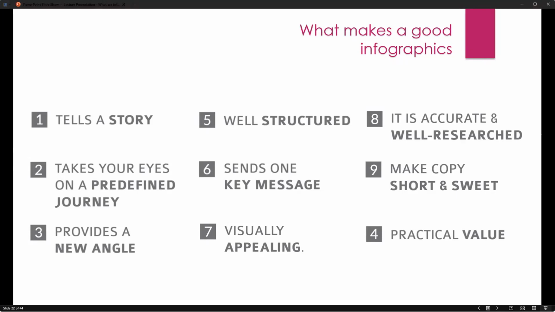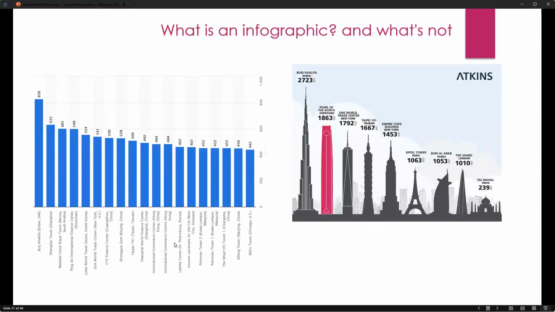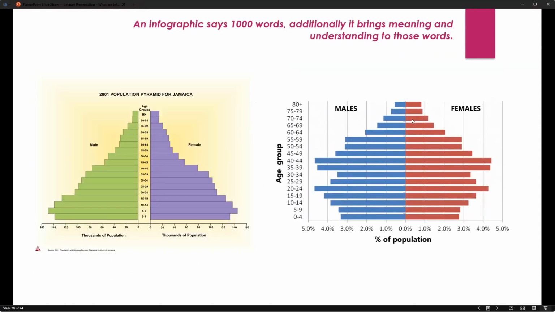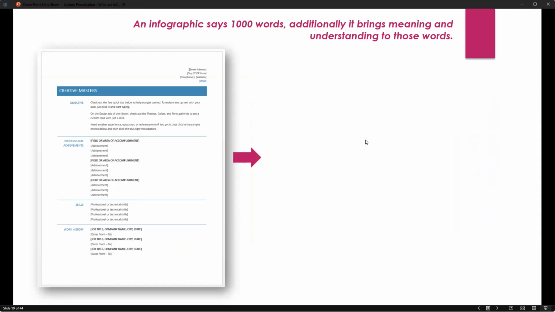the reason why 1 and 2 are there, where it tells a story and takes your eyes on a predefined journey, the reason that's there is because usually an infographic has many charts put together. So far we've been looking at them as individual charts. So for example, this is just a bar chart of the buildings, and that's fine. This is just another population chart.